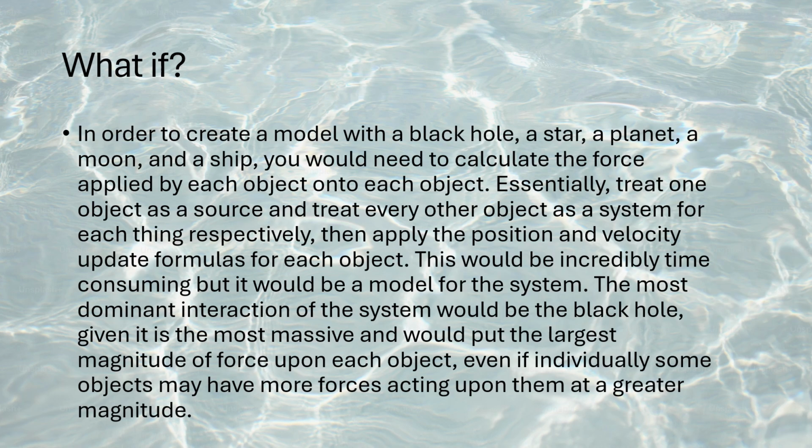In order to create a model with a black hole, a star, a planet, and a moon, and a ship, you would need to calculate the force applied by each object onto each object. Essentially, treat one object as the source, and treat every other object as a system for each thing respectively. Then apply the position and velocity update formulas for each object. This would be incredibly time-consuming, but it'd create a model for the system.